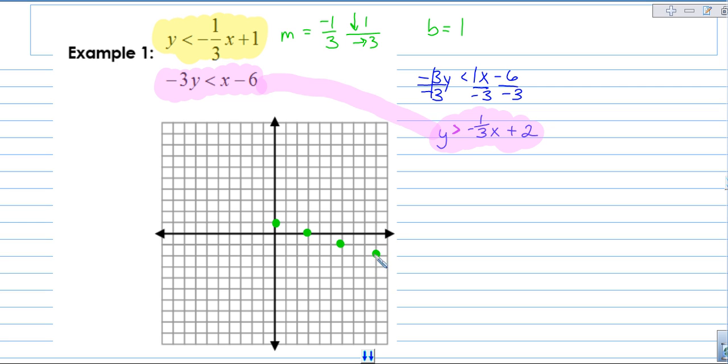Okay, and so now I'm going to backtrack. I'm going to go up 1, left 3, up 1, left 3, up 1, left 3, up 1, left 3, up 1, left 3, up 1, left 3. Okay, there I go, 4, I did. Up 1, left 3. There we go. And then up 1, left 3.